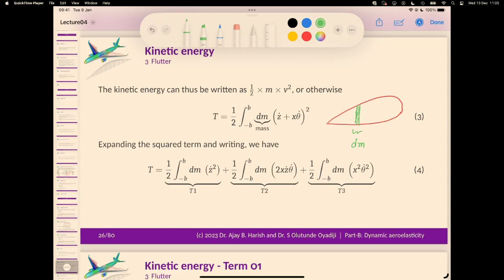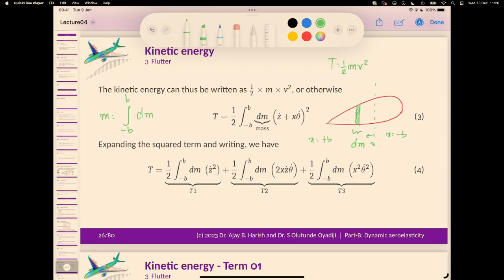Right? If you remember, we defined our semi-chord. So we said this is x. So then we have minus b to plus b. So x equal to plus b, x equal to minus b. So if I'm going to take the sum of each of these small segments of mass dm over the length of minus b to plus b, I would get my total mass, right? So my mass is nothing but the integral of dm from minus b to plus b, right? So, and I can also write my kinetic energy, as we know, kinetic energy is nothing but half into m into v square, right? So that's exactly what we have done here.